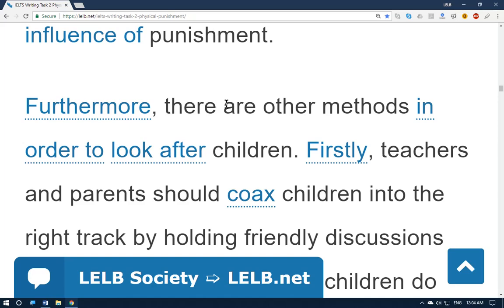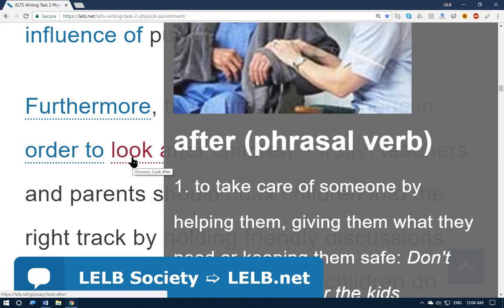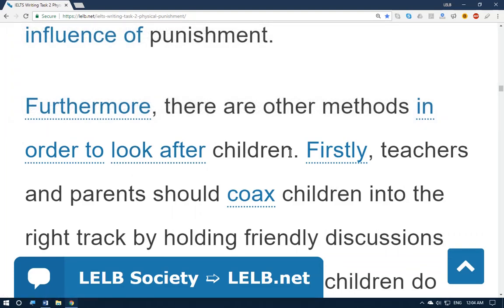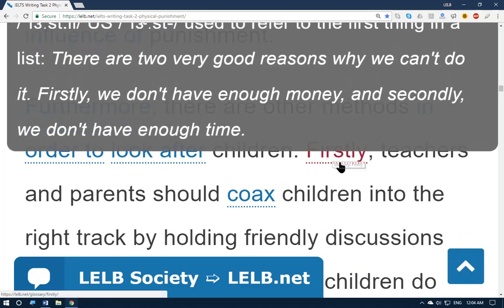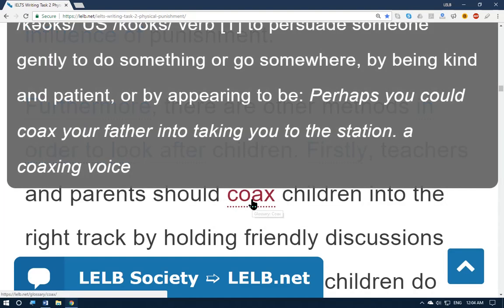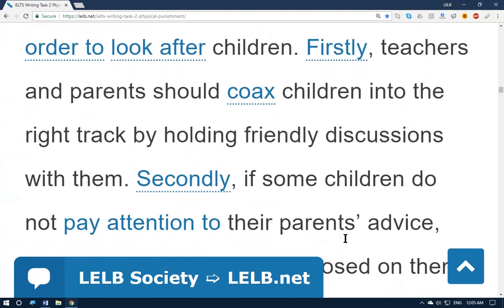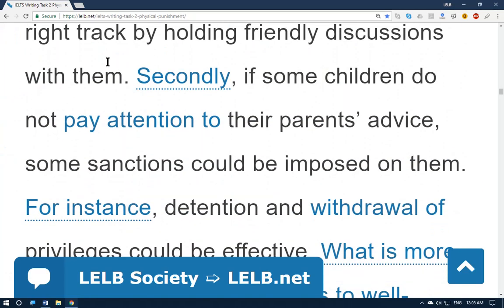There are other methods in order to, means with the purpose of doing something, in order to look after or take care of children. Firstly means first of all. Firstly, teachers and parents should coax, means persuade, children into the right track by holding friendly discussions with them. That refers to that camaraderie or sense of camaraderie.